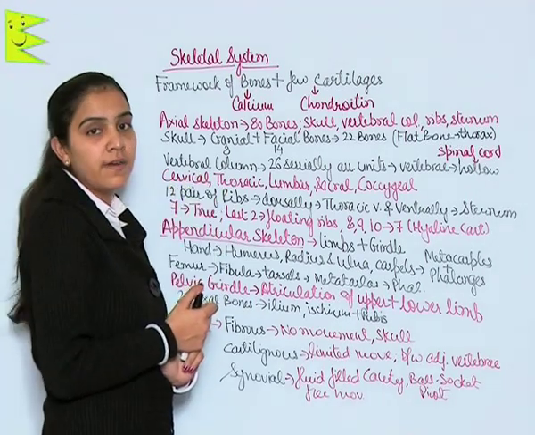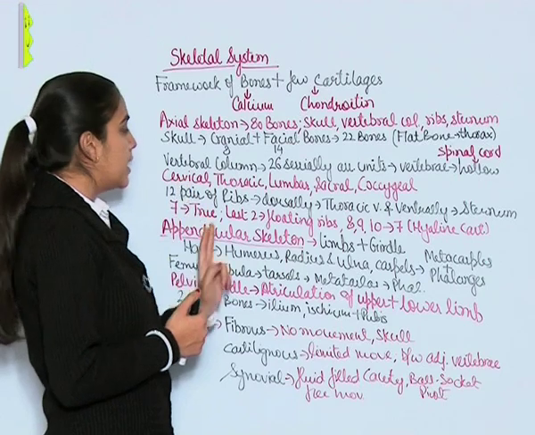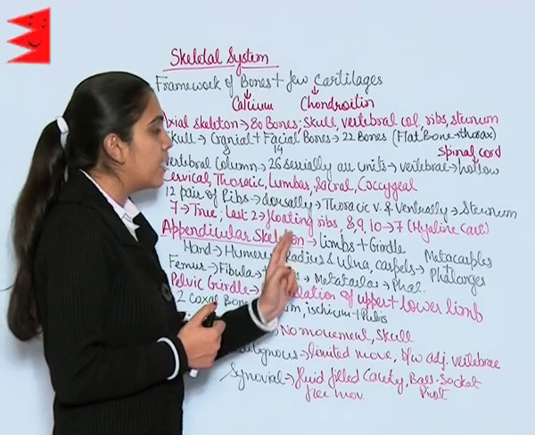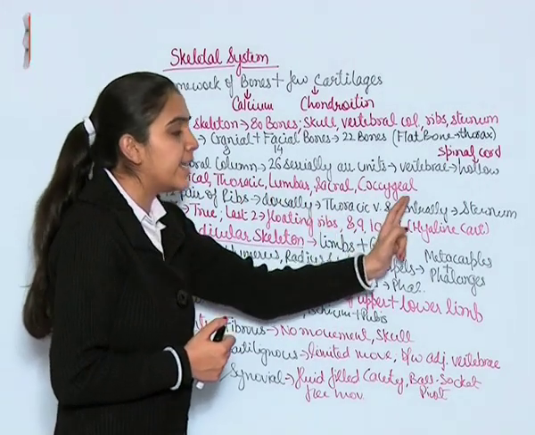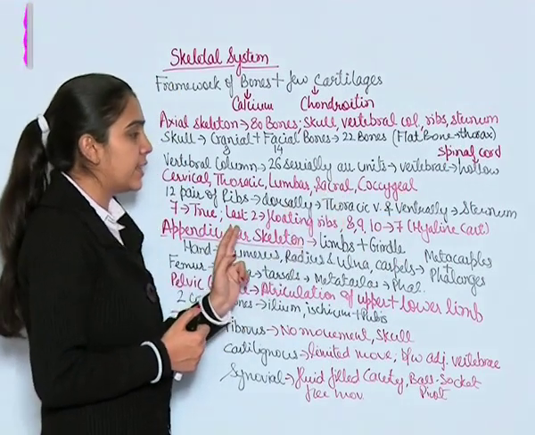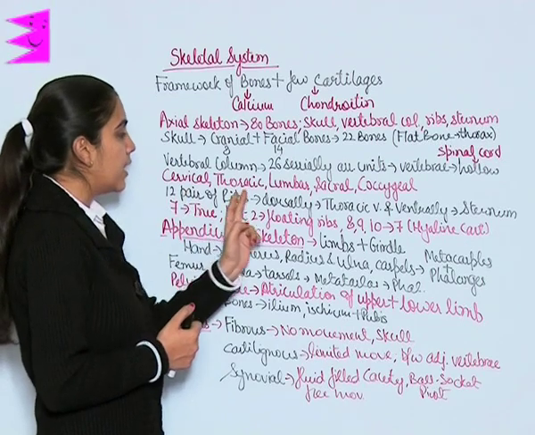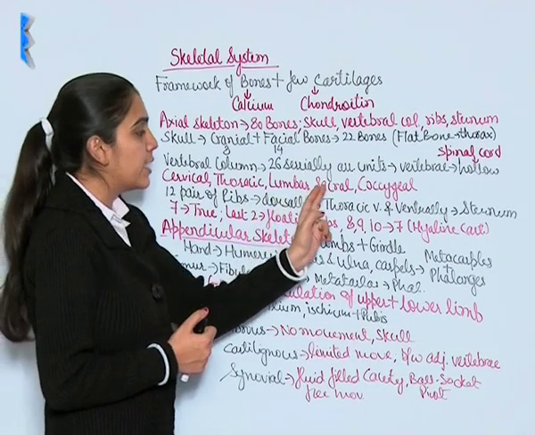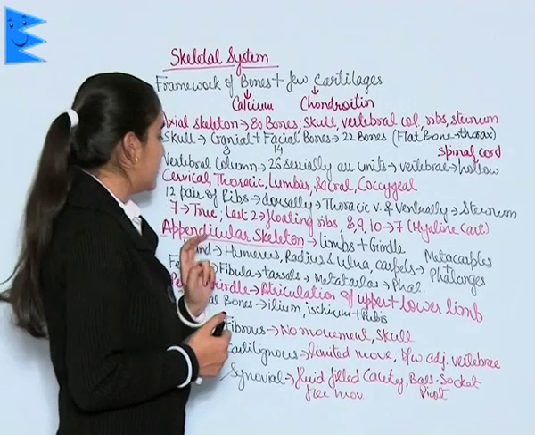Vertebrae is further divided into cervical, thoracic, lumbar, sacral and coccygeal vertebrae. You can see these divisions in the diagram: cervical, thoracic, lumbar, sacral and coccygeal.